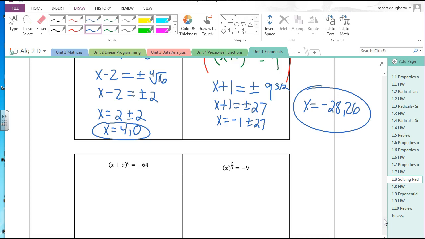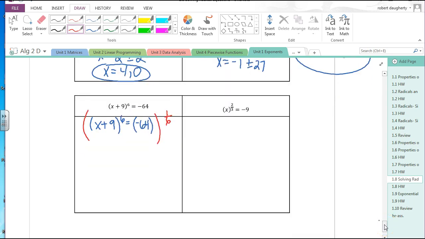X plus 9 to the 6 is negative 64. That's raised to what kind of exponent? Even, right? I will have a what? Plus or minus in my answer, okay? So I'm going to have x plus 9 to the 6 equal negative 64. What power am I going to raise everything to? To the 1/6, okay? What do I get on the left side of that equation? X plus 9. So x plus 9 equals, what is the next thing I will write?